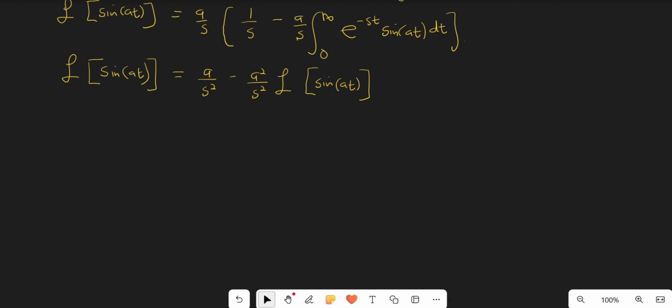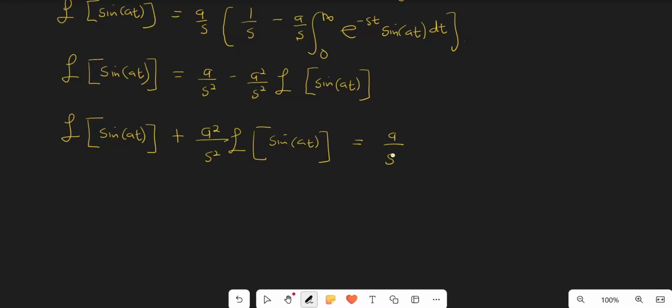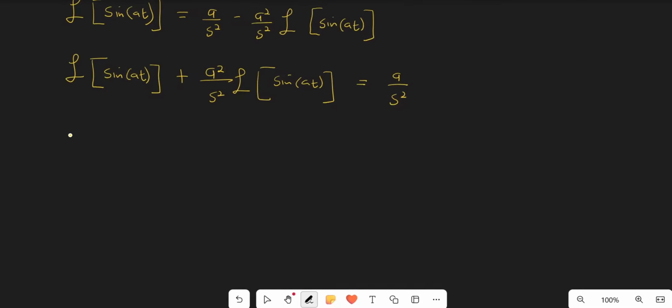Okay, so now we want to find the Laplace transform of the sine of at, so we can just add this one to both sides. When we do that, we are going to have the Laplace transform of the sine of at added to a squared over s squared times the Laplace transform of the sine of at, like this, and this is equal to a over s squared. Alright, cool. So we can factorize the Laplace transform of the sine of at out, and what is left here is 1 plus a squared over s squared, and this is equal to a over s squared.